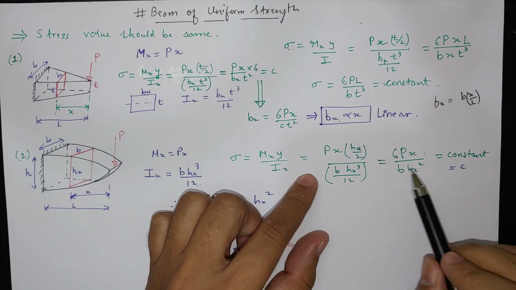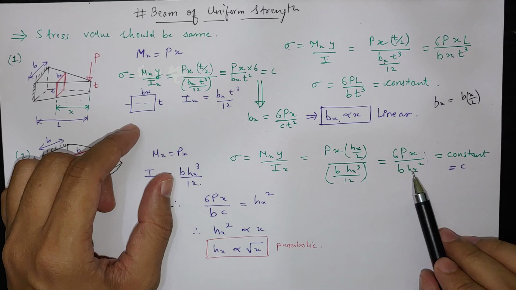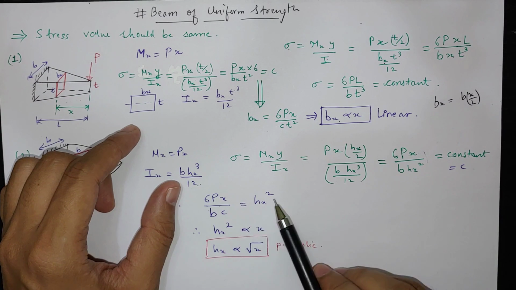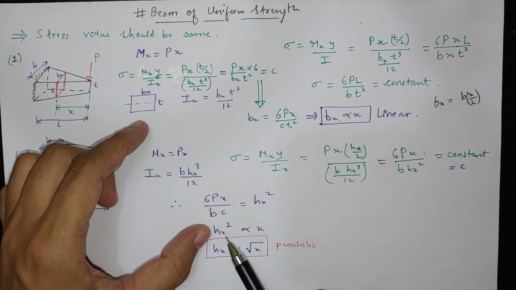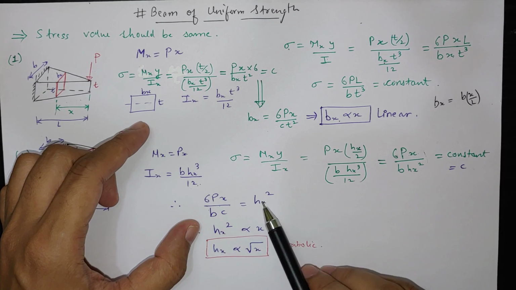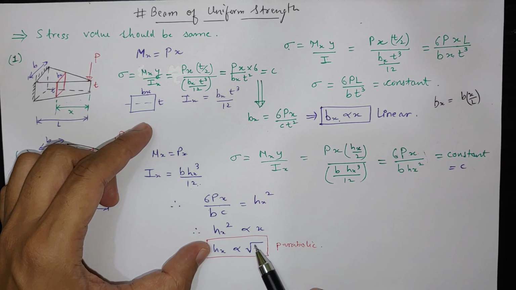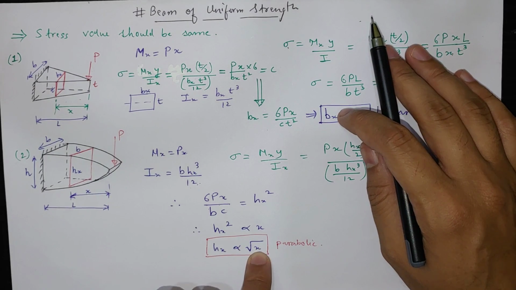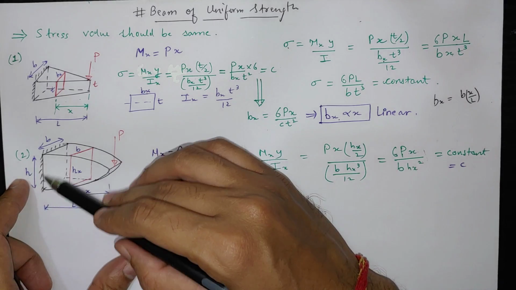So this stress should be constant. So if this is constant c, and if we make h(x) square the subject, then 6Px upon b into c. So if we take root on both sides, and you see here c, b, P and 6 all are constant, so we can write h(x) square is proportional to x, and if we take root, then h(x) is proportional to root x. So this is the equation of parabola where h(x) is varying as per root x. So this will be the shape of this beam if we are varying the height.